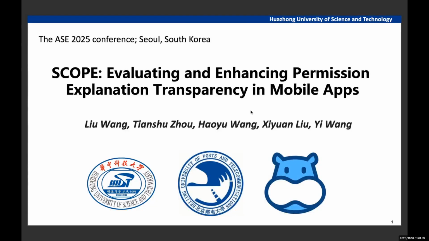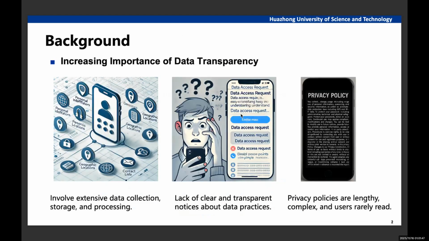Hi everyone, I'm going to present our work, Scope: Evaluating and Enhancing Permission Explanation Transparency in Mobile Apps. We know that mobile apps are deeply embedded in our daily lives and often collect sensitive data. However, users are often unaware of how their data is accessed and used. The traditional mechanism, the privacy policy, is not that effective because it is long, complex, and users rarely read it.